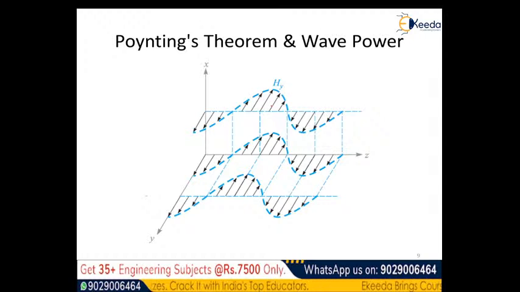So if we consider that E changes along the x-axis and the intensity H changes along the y-axis, the propagation of the wave is along the third axis, which is perpendicular to both x and y, denoted here by z. So this is the direction of flow of power associated with the electromagnetic wave when these two illustrations are taken together. So this was the Poynting's theorem and the wave power.